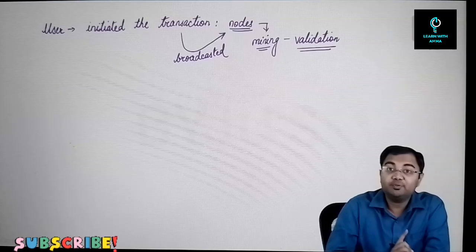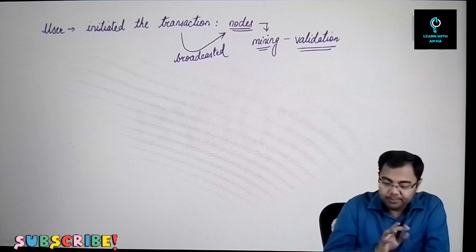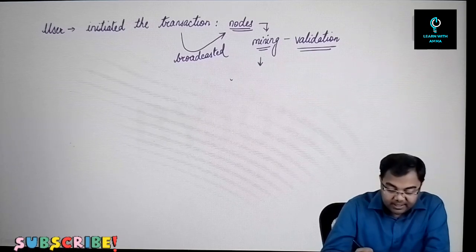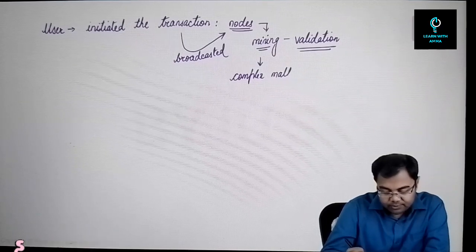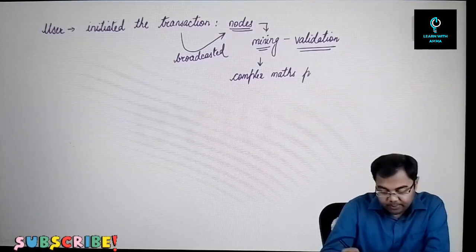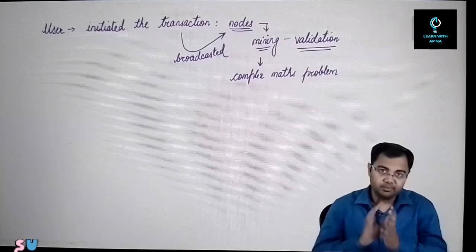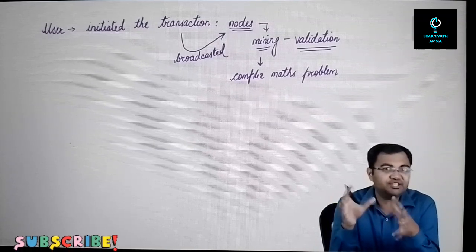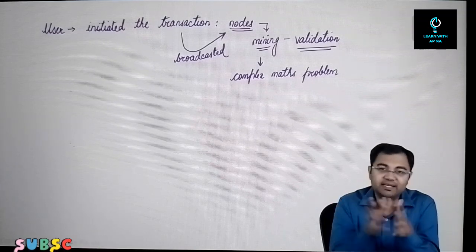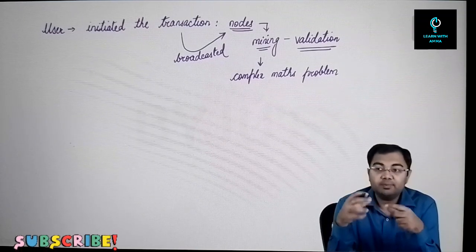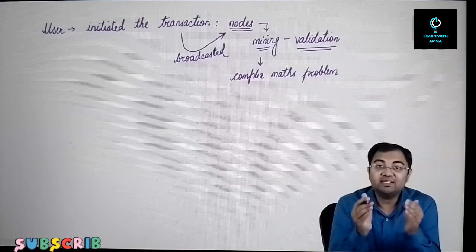Now this mining process is not easy for them, because they have to come up with a number. They have to basically solve a complex mathematical problem. What is the meaning of this complex mathematical problem? It's not that they have to solve an equation or do arithmetic or be very good in mathematics. There's nothing like that. When we talk about solving a complex mathematical problem, it simply means that they have to correctly guess the hash.